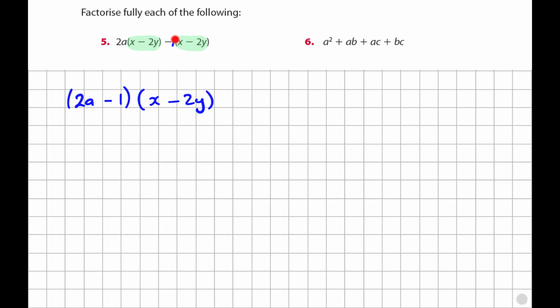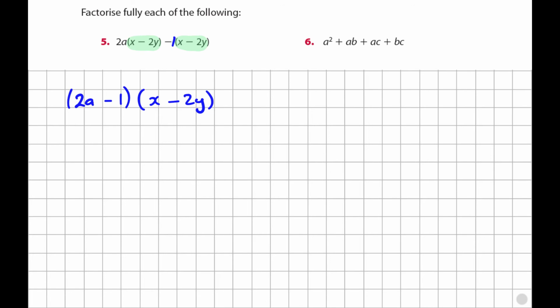So the only trick there is that that value there is a negative 1, because you're multiplying this by negative 1, because it will be negative x and it will be positive 2y. So if I was to work backwards, 2a by x minus 2y, minus 1 by x minus 2y. Okay. And that brings us on to the next one.